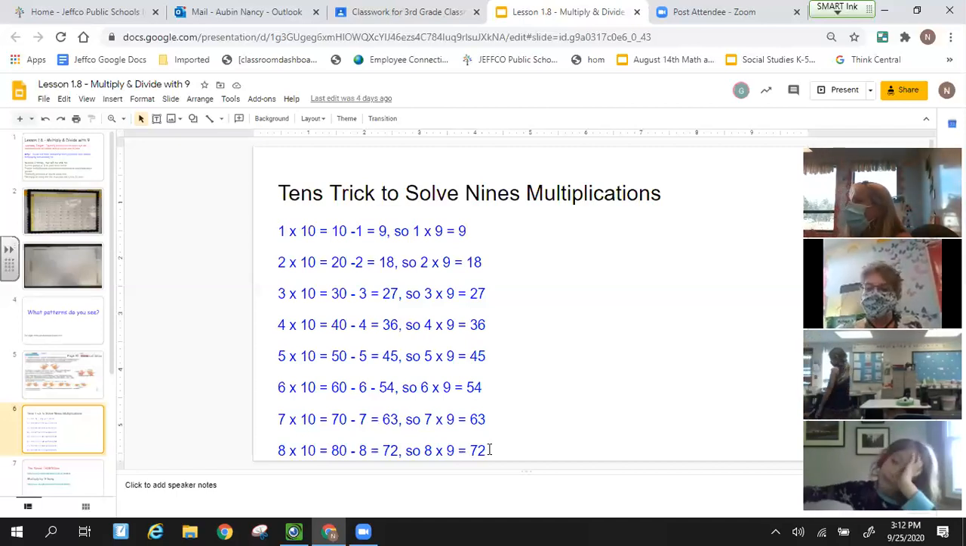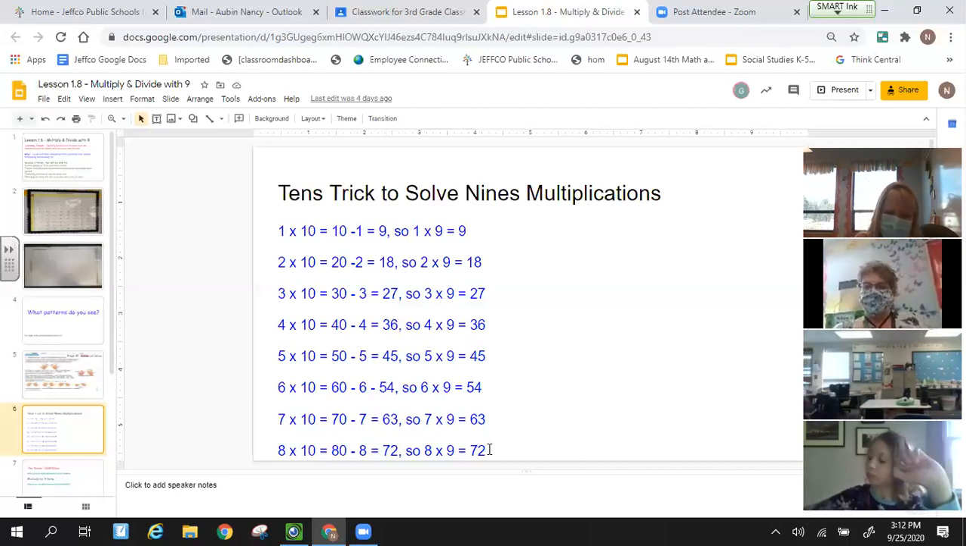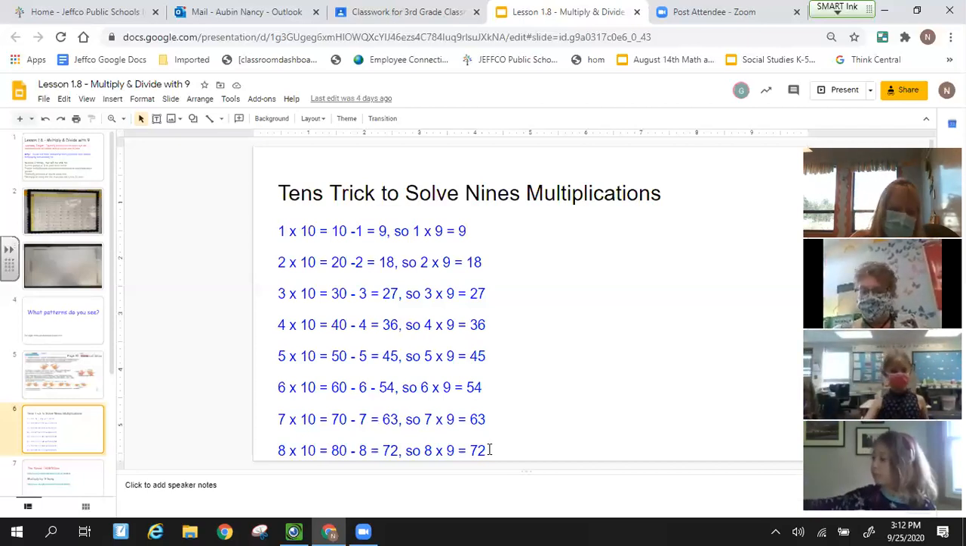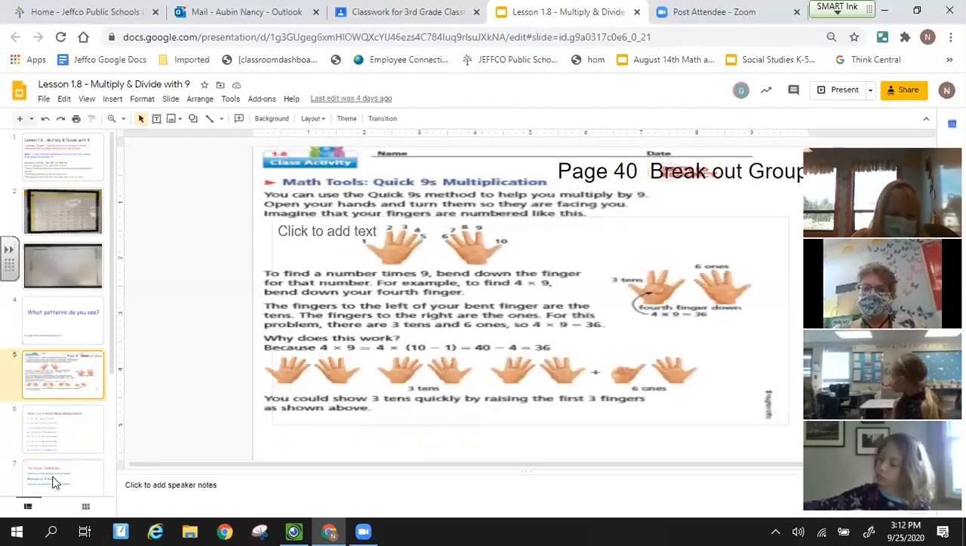So we have all these great tricks to help us with these very hard count bys. If you come up with 4 times 9 is 38, you know 3 plus 8 doesn't equal 9, so you know the answer is wrong. You know it has to equal 9. So go back and fix it, right? All right, guys, you are doing amazing with this very hard concept.